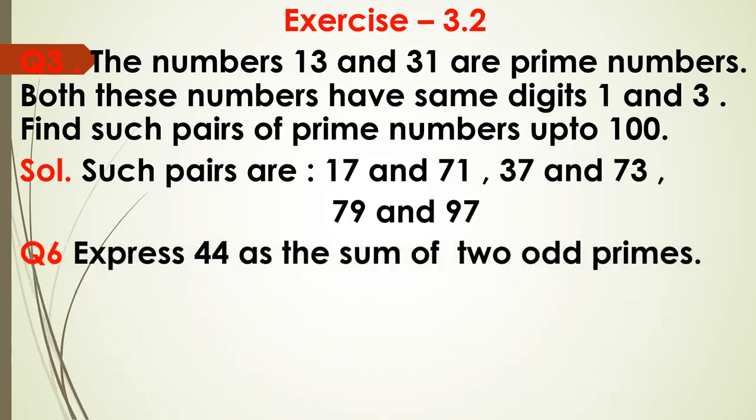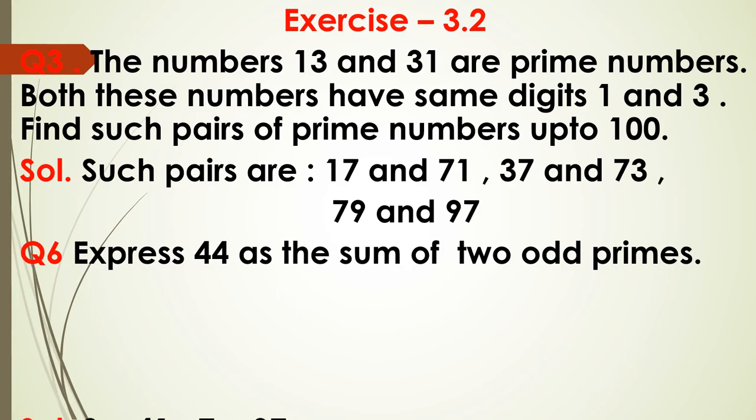Now see question number 6. Express 44 as the sum of 2 odd primes. Okay, 3 things are there. Sum of 2 numbers. Those numbers are odd also and they are prime also. Okay, these 3 things you have to keep in your mind.